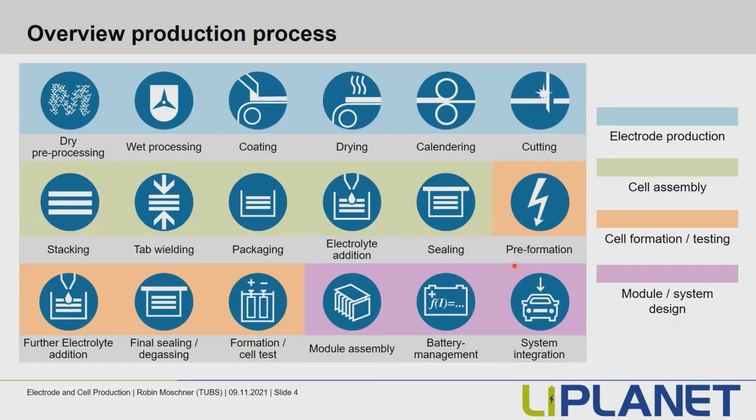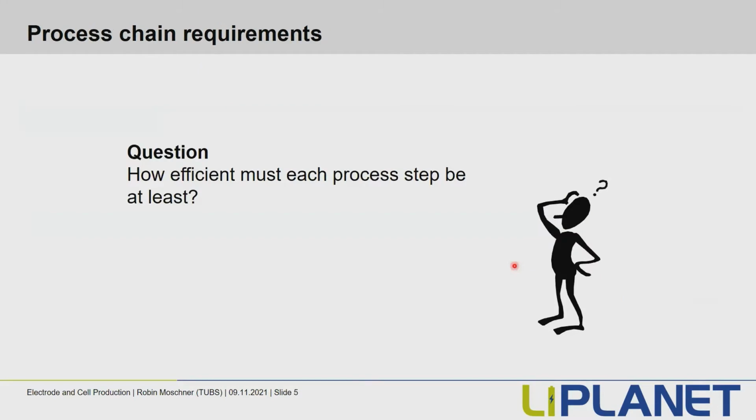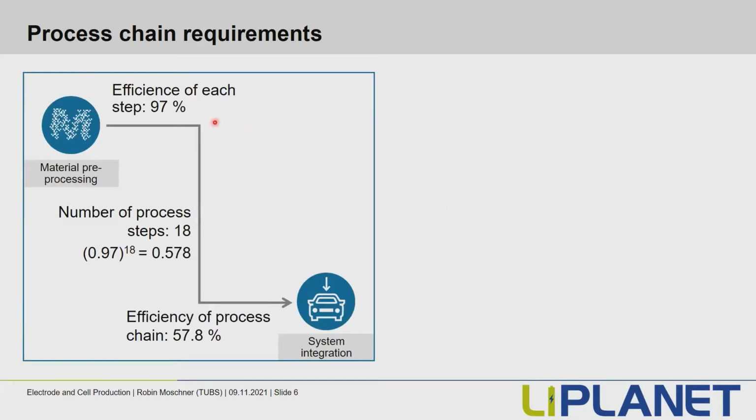And the question is, when we see this quite complex production process, how efficient do we have to be in each of those process steps to have an overall good efficiency in our process? Let me give you an example on that. Let's say we have an efficiency of 97% in each process step. So, for example, in the coating step, when we coat the slurry onto the current collector, only 3% of the slurry remain in the pot or get lost otherwise.